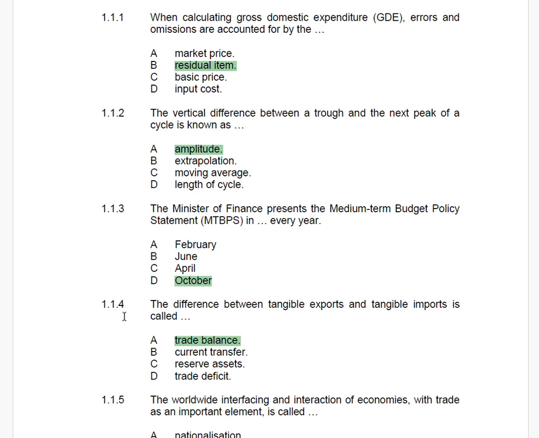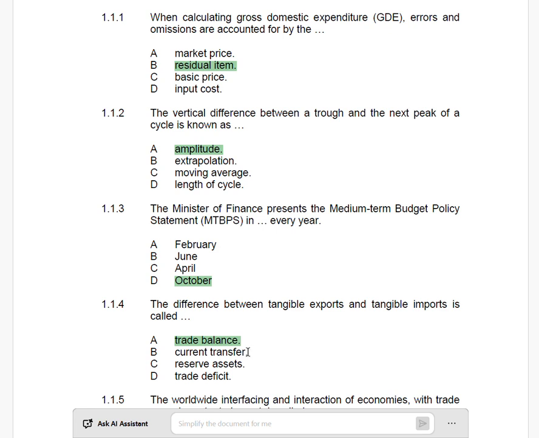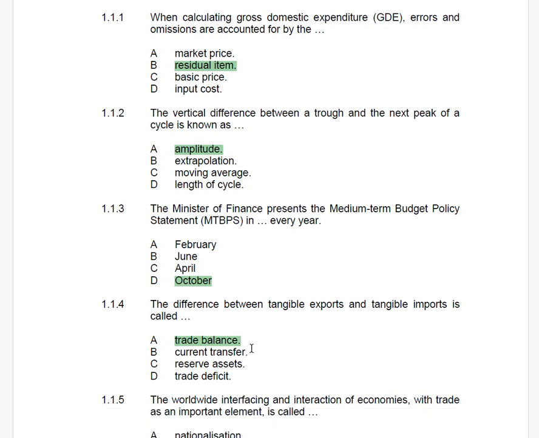1.1.4, the difference between tangible export and tangible import is called A, trade balance, B, current transfer, C, reserve asset, D, trade deficit. The correct answer is trade balance. And you need to understand why trade balance is the correct answer. You need to understand what a trade balance is. A trade balance is the difference between the value of a country's imports and exports for a given period, and it's the largest component of the country's balance of payments.